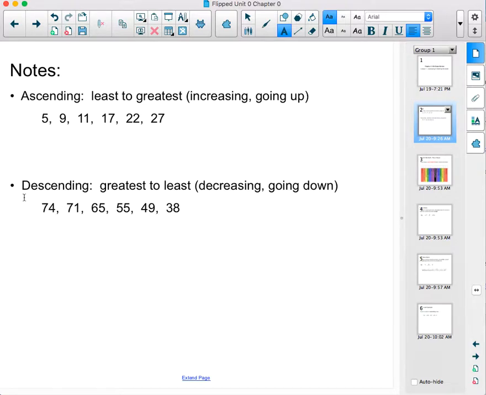You want to pay attention for these words. A lot of times students will put numbers in ascending order automatically because it is so common for us. So just watch out to make sure they're not asking for descending instead. You don't want to lose points for something just because you didn't read carefully.